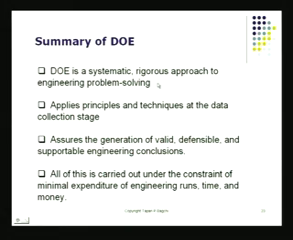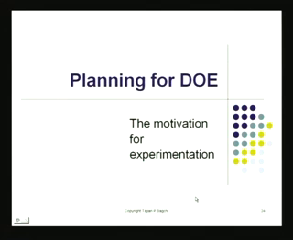DOE, design of experiment, is a systematic procedure. It's a systematic and rigorous approach to engineering problem solving. It applies sound statistical principles and techniques at the data collection stage. It assures the generation of valid, defensible and supportable engineering conclusions, which results if you conduct your experiments under the DOE framework. And all this is carried out under the constraints of minimum expenditure of engineering runs, time and money, because the whole planning is quite efficient. Let's see how we go about planning for it.